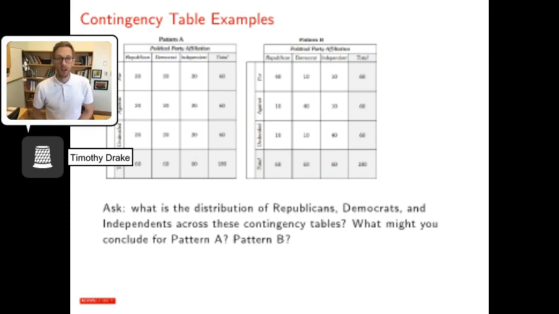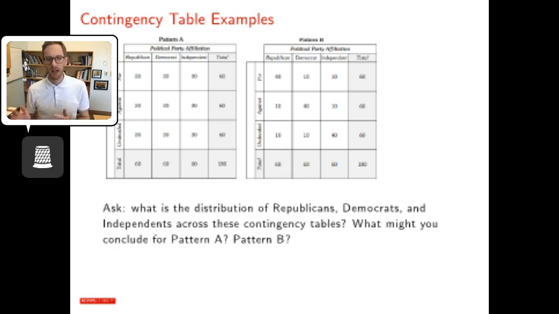Okay, these are contingency tables, two potential results that you might receive. I want you to ask yourself, looking through these, what is the distribution of Republicans, Democrats, and Independents in this contingency table from for, against, or undecided? And what do we conclude from the patterns we find in A and what we find in pattern B? The next slide will go into more detail, but I just want to walk through these contingency tables briefly.